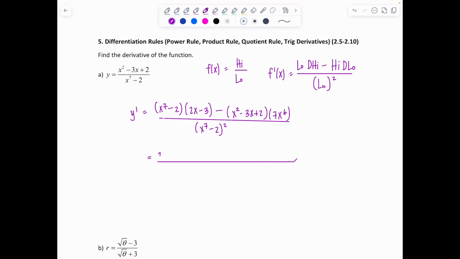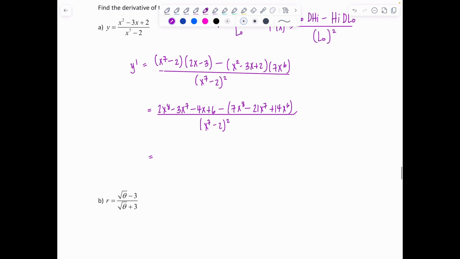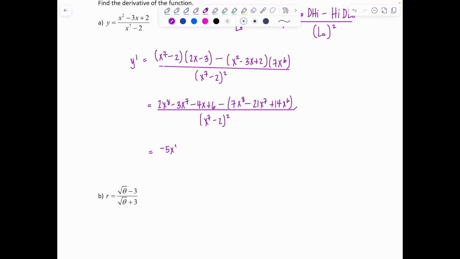So we'll have 2x to the 8th minus 3x to the 7th minus 4x plus 6 minus, don't forget your parentheses, 7x to the 8th minus 21x to the 7th plus 14x to the 6th over x to the 7th minus 2 squared. And then, yes, we can combine some like terms. So we'll have negative 5x to the 8th plus 18x to the 7th minus 14x to the 6th minus 4x plus 6 over x to the 7th minus 2 squared.